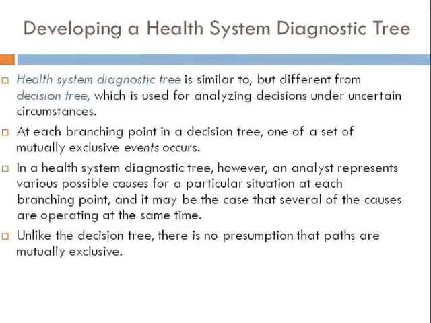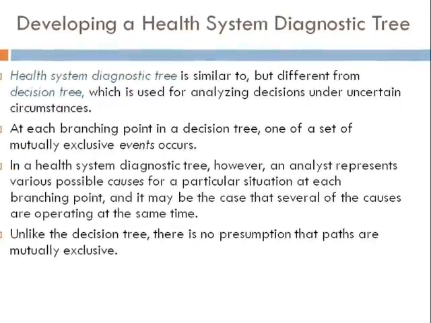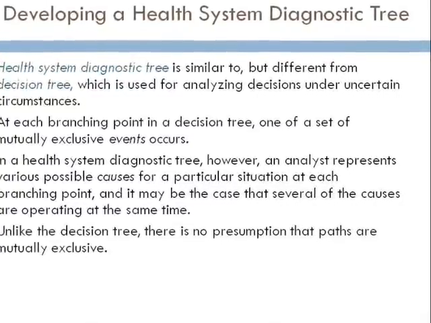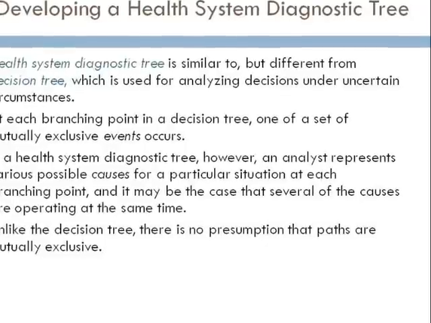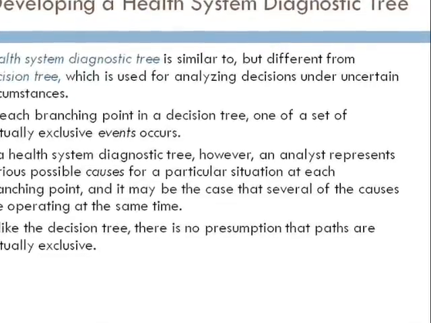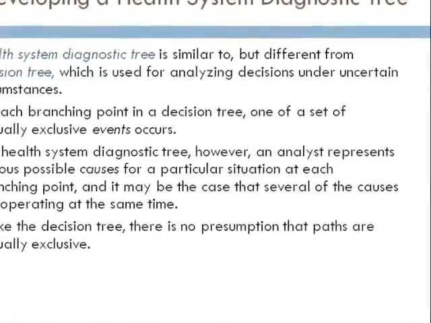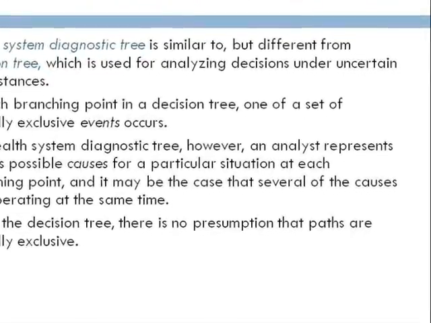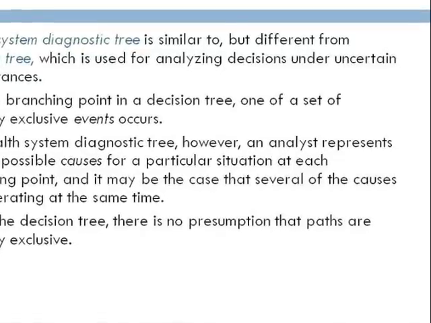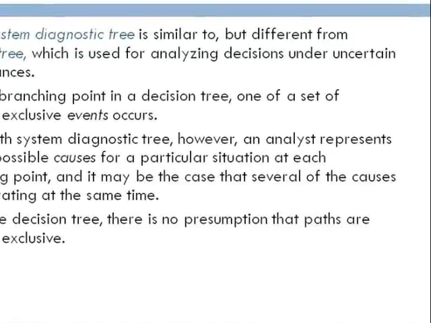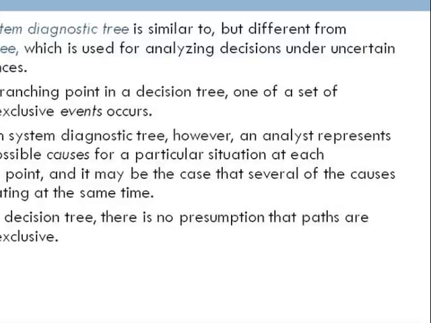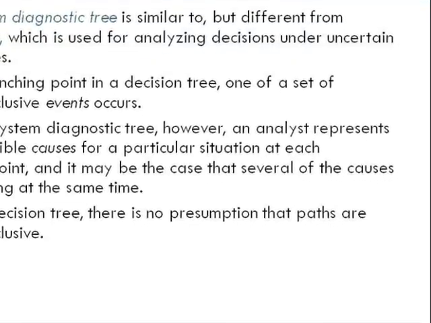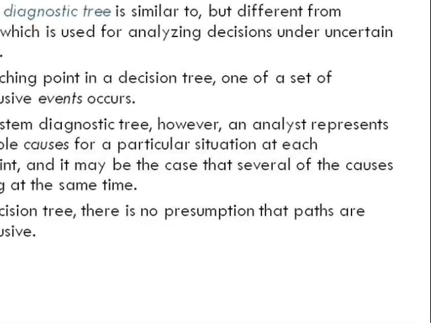The idea of the health system diagnostic tree has come from the decision tree, which is used for analyzing decisions under uncertain circumstances. But there are some differences between these two. While each branching point in a decision tree corresponds to mutually exclusive events, here in the health system diagnostic tree, the branching point refers to a cause, and these causes are not mutually exclusive.